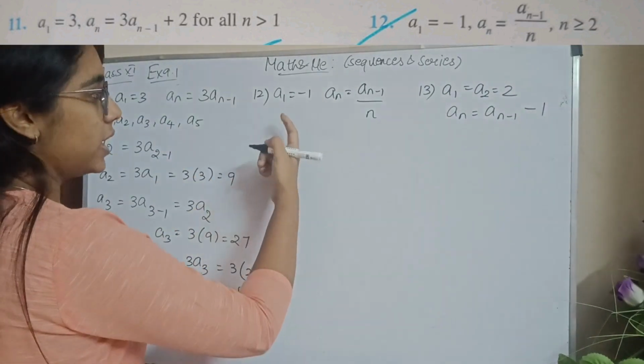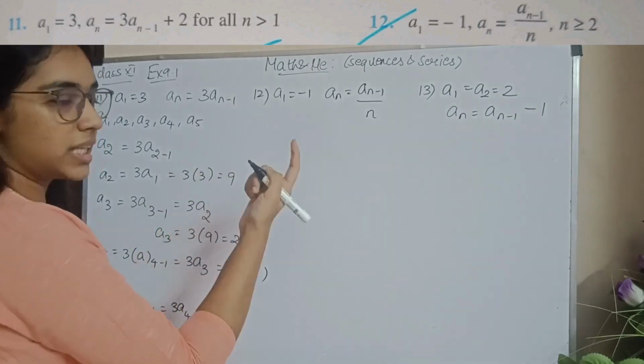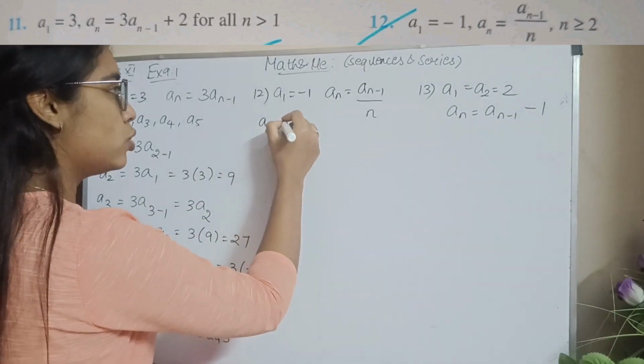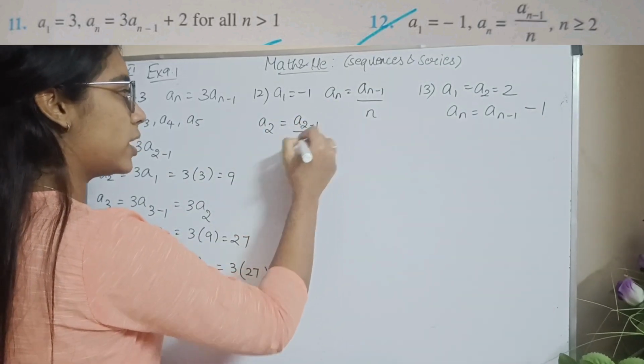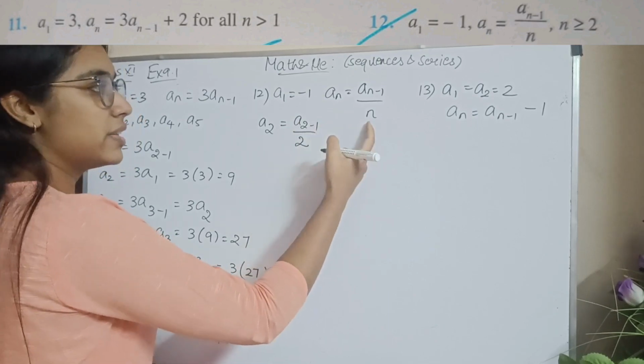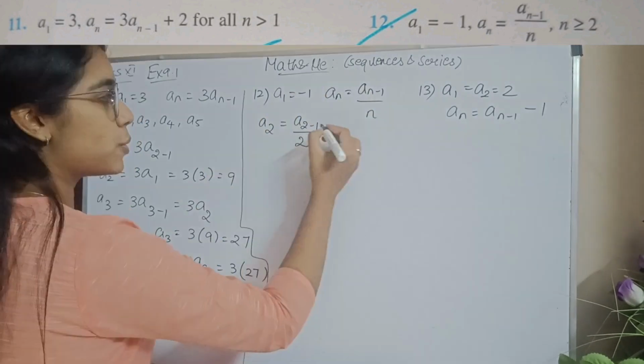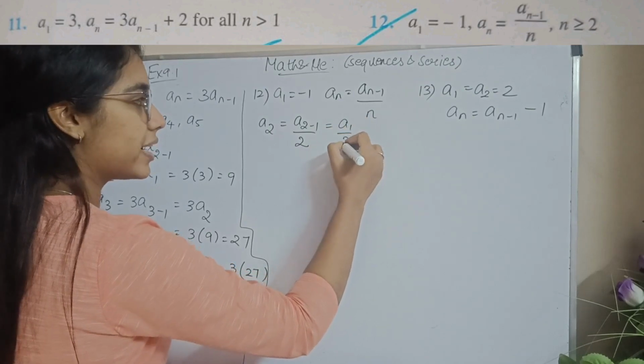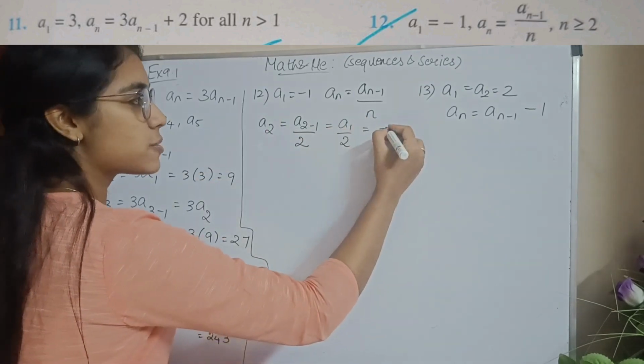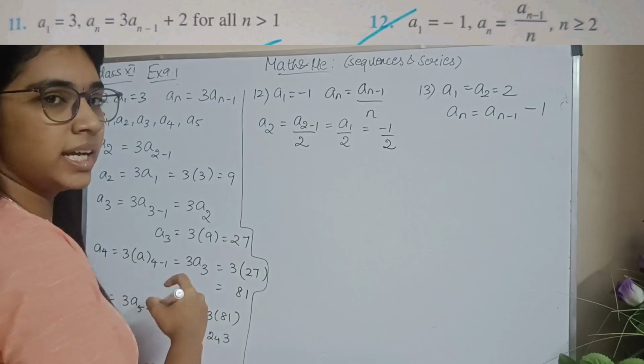Moving on to question number 12. I already have my value of a1. So I need a2, which is a_(2-1) divided by 2. This is the subscript. So what will this be? a1 divided by 2. So what is my value of a1? It is minus 1. So this is minus 1 divided by 2. This is my a2.